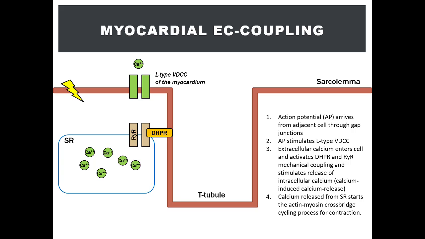So let's see how the action potential causes a contraction in one single myocardial cell, which to remind you is a cardiac muscle cell. So the action potential propagates along the membrane of the myocardial cell. And on the membrane, we have other L-type VDCCs, just like the SA node. And these L-type VDCCs open in response to an action potential. So when they open, they allow for calcium influx into the myocardial cell.